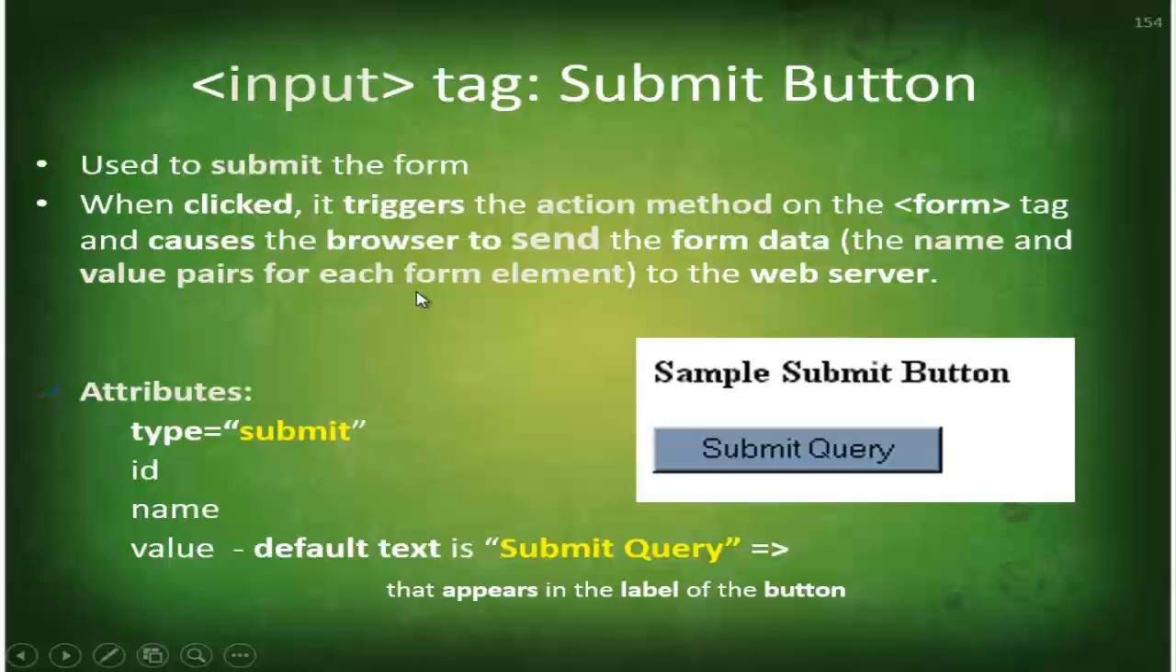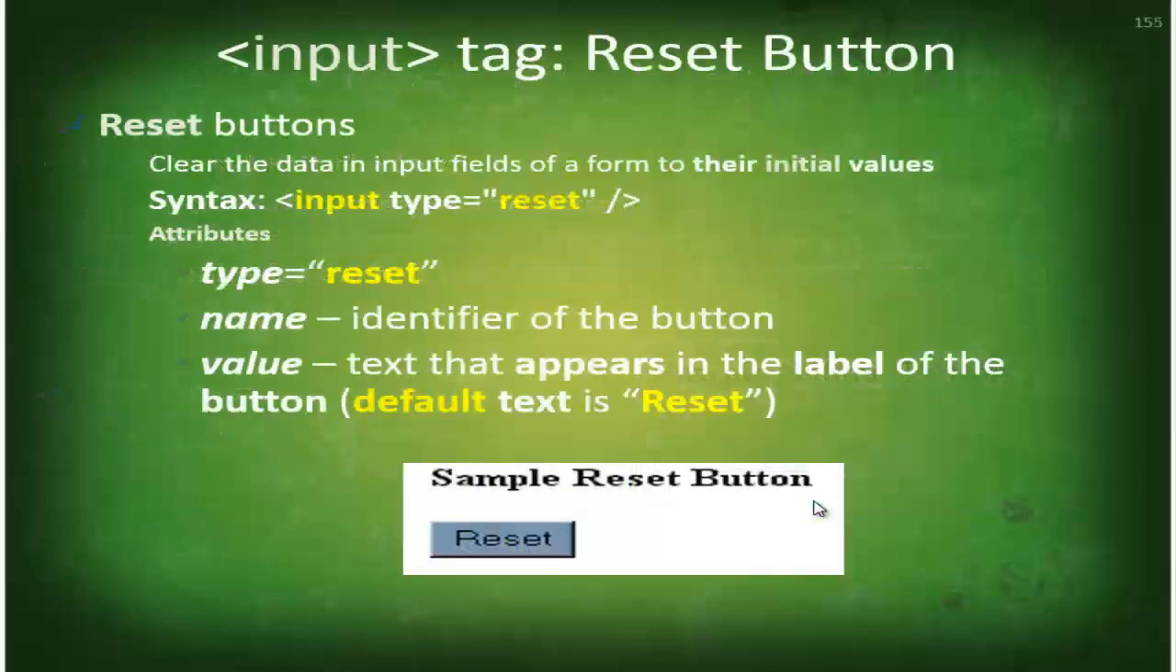When the user clicks on the button with the name submit or with the type submit, the content whatever the user has filled in the form will be submitted to the server for further processing. If you just specify type equal to submit, and if you don't specify any value, by default it's going to say submit query. So the default is submit query. If you want, you can specify something else. I will not spend time on how to use the submit.